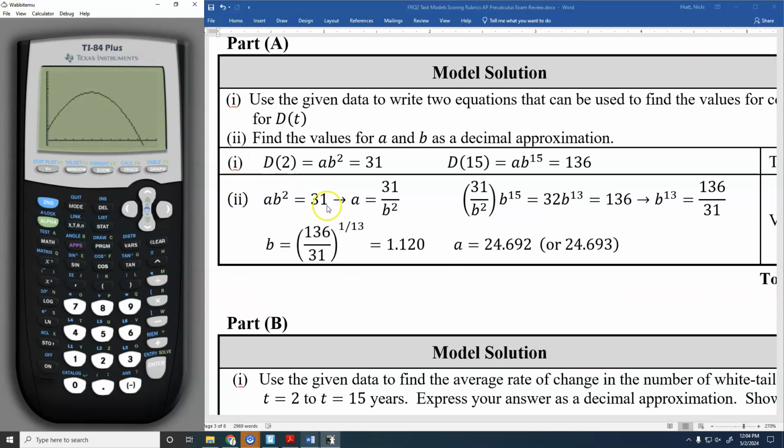That's this one, right, with the AB to the second equals 31 and AB to the 15th equals 136. So those are your two equations to start with. I would definitely use regression on this one because solving this by hand is difficult, since you have to do a system of equations sort of thing. So just use the regression. A is 24.692 and B is 1.120.